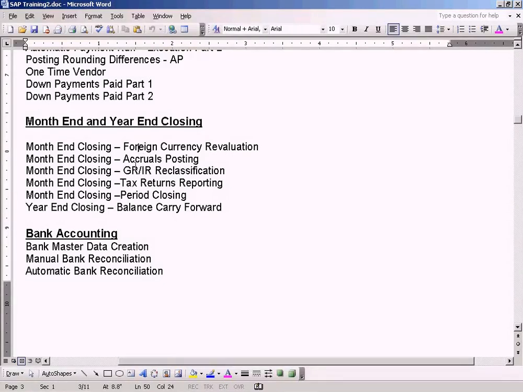We have about 5 activities here listed, so I'll tell you one by one what each activity is for and how to do the activity.